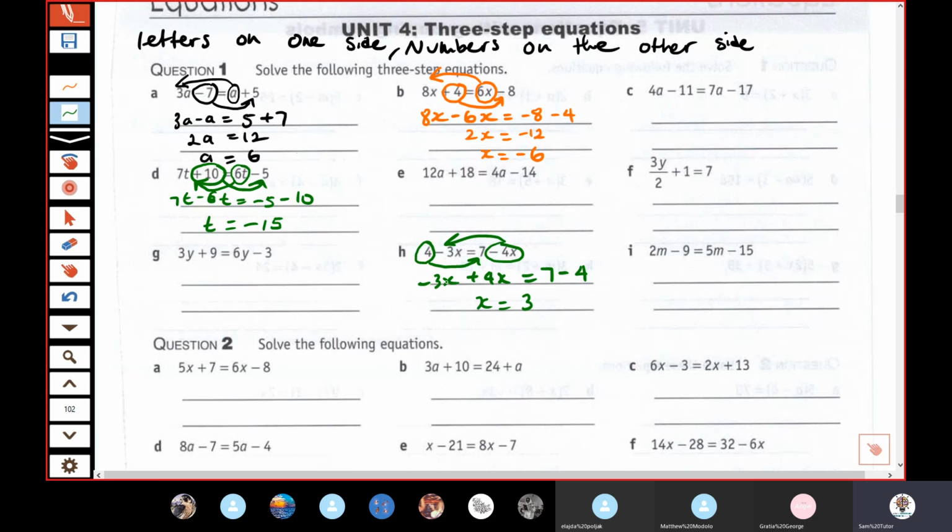Matt, are you understanding this? Yeah, I remember doing this with David last term. Nice.